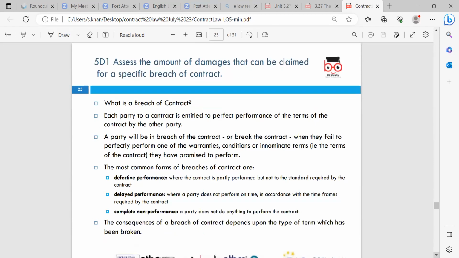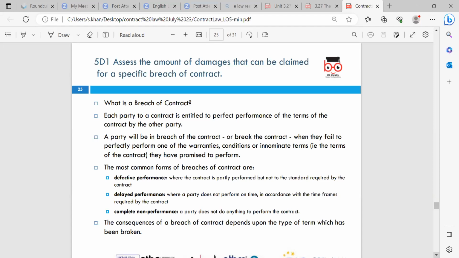5D1, assess the amount of damages that can be claimed for a specific breach of contract. So what is a breach of contract? Here, each party to a contract is entitled to perfect performance of the terms of the contract by the other party. A party will be in breach of contract, or break the contract, when they fail to perfectly perform one of the warranties, conditions, or innominate terms, which are the terms of contract that they have been promised to perform, which we did in the last sessions.